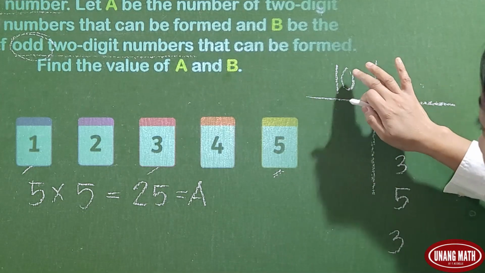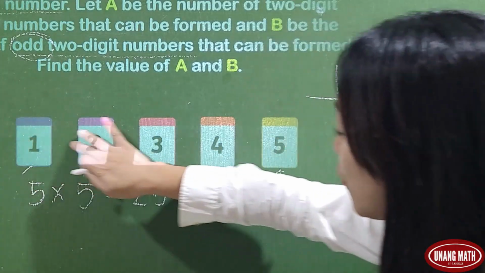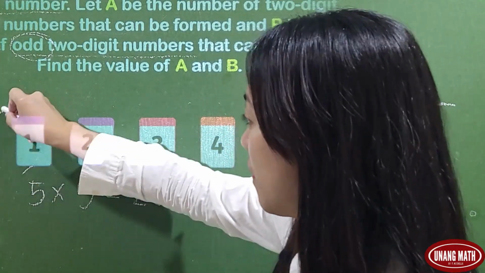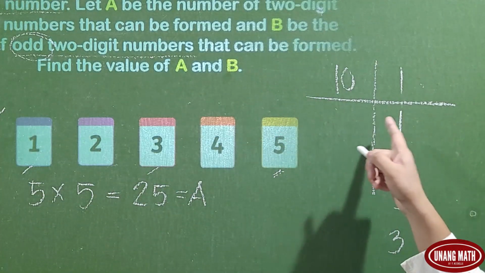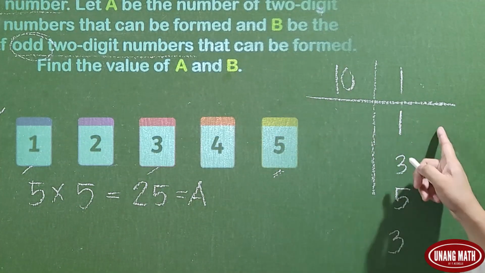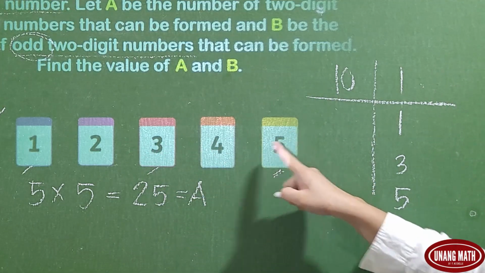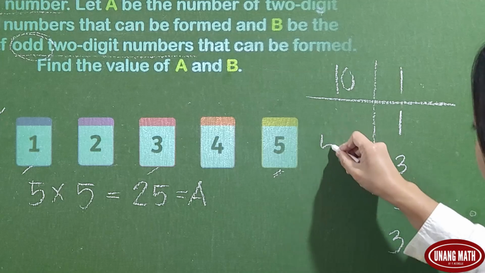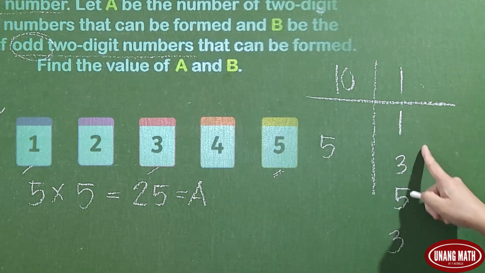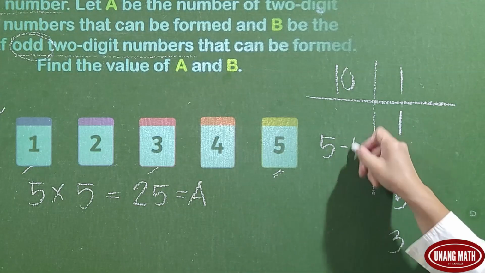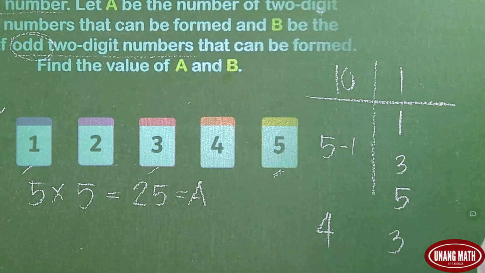What about in the tens place? We can use all these number cards except 0, because if it's 0, then it will not be a two-digit number. So we can use 1, 2, 3, 4, or 5 number cards. So we have here 5 number cards. But since we already used 1 card in the ones place, so minus 1. So we have 4 cards.